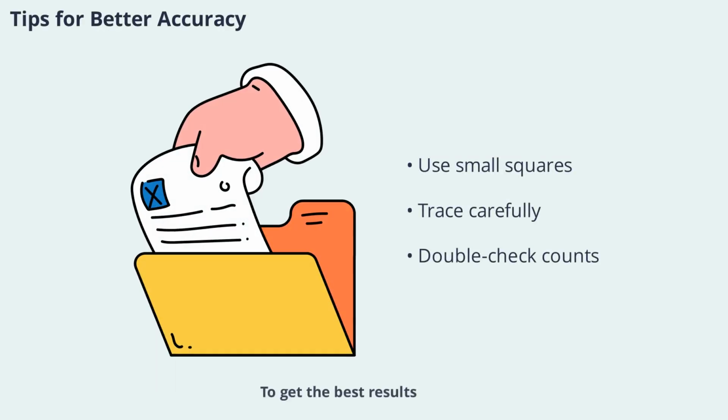To get the best results, use graph paper with smaller squares for more detailed shapes. Take your time when tracing and counting, and double-check your work. If you're working with a very large or very small shape, adjust the scale of your graph paper accordingly. These small steps can make a big difference in your final answer.